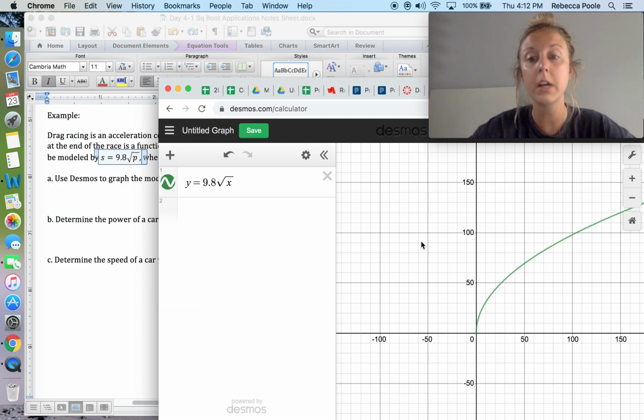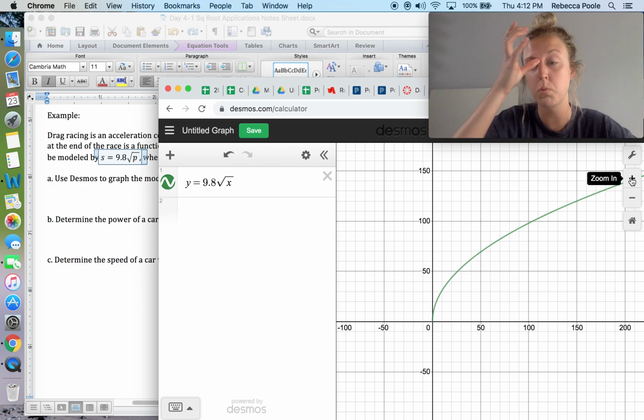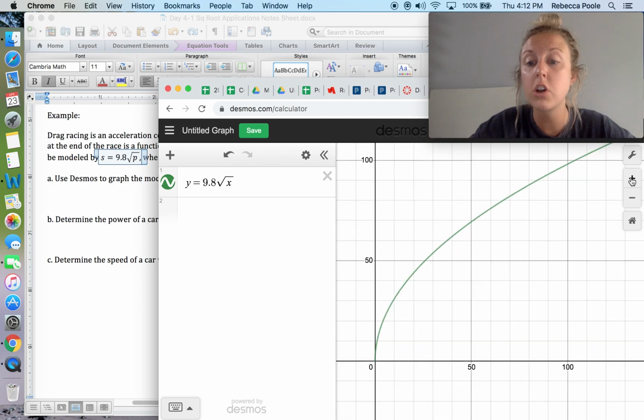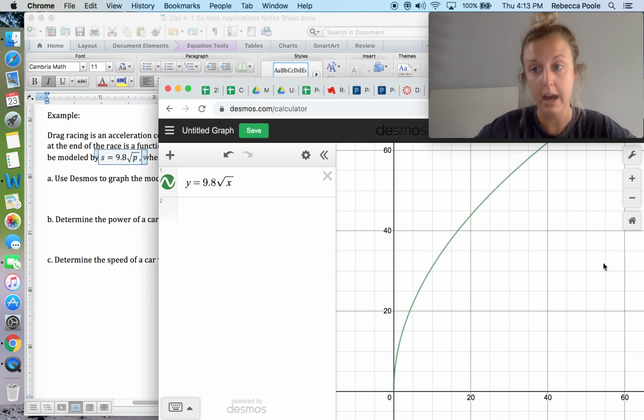So then if you go look at your graph, it graphs this function for us very nicely. And if you're wondering why my numbers are so big, it's because I already zoomed out, just reading ahead in the problem. But yours may look like this, and that's totally fine, okay?